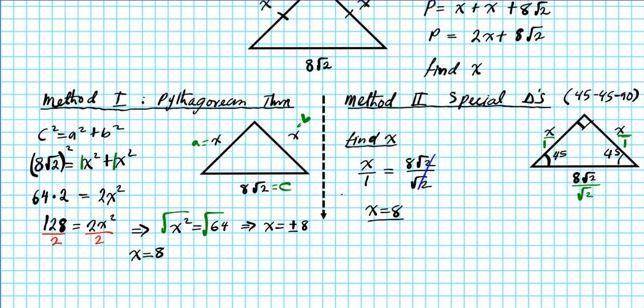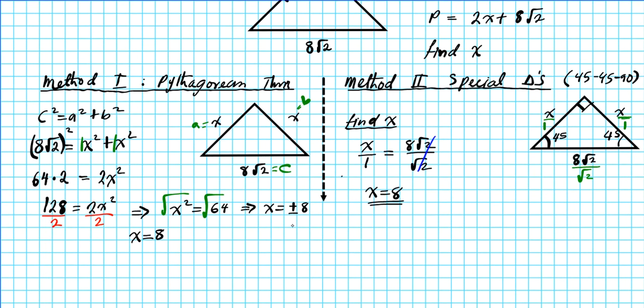So using the special triangles is basically the fastest way to do it. But if you do not know how to, or if you don't remember your special triangles, you can always use the Pythagorean theorem to solve for x. Okay? Alright, so that's not our answer. We're looking for the perimeter. Alrighty? We've just found the main ingredient we need, which is x.